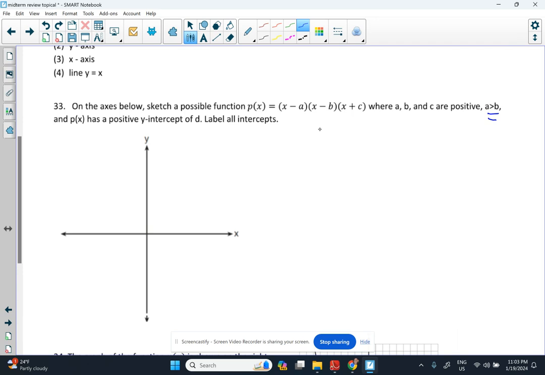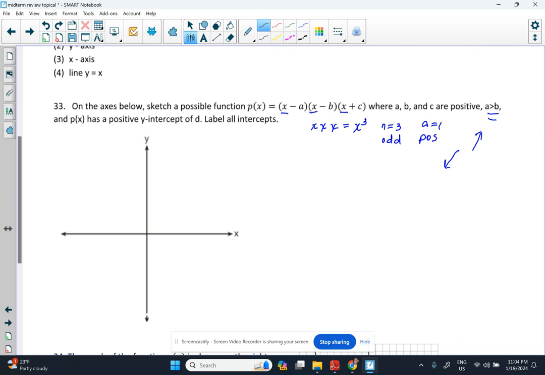So the first thing, I want to find out the end behavior. So I take the first term in each expression and I multiply it out, and that's my leading coefficient. N is equal to 3, and A is equal to 1. So it's odd and positive. So that means the function is going to rise to the right and fall to the left.